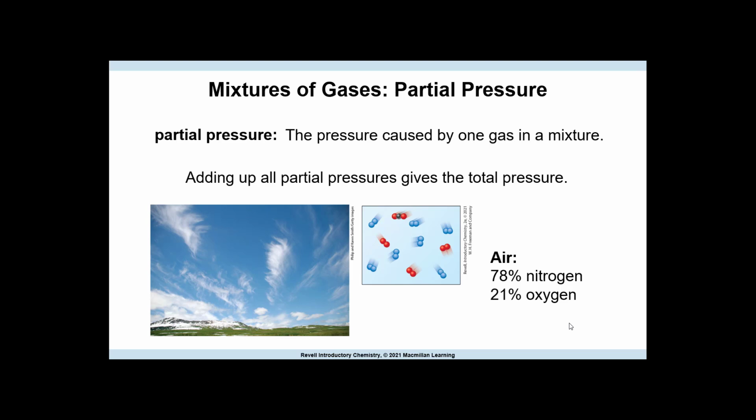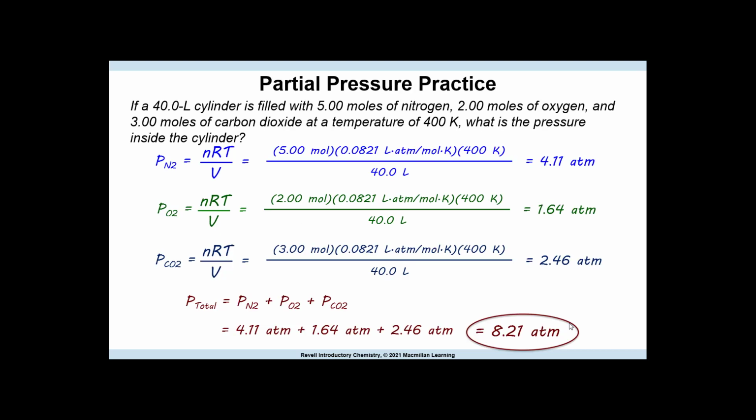So that's why they call them partial pressures. You add them all up at the end, and there's an example we'll cover. So if a 40.0 liter cylinder is filled with 5 moles of nitrogen, 2 moles of oxygen, and 3 moles of carbon dioxide at a temperature of 400 K, what is the pressure inside the cylinder?